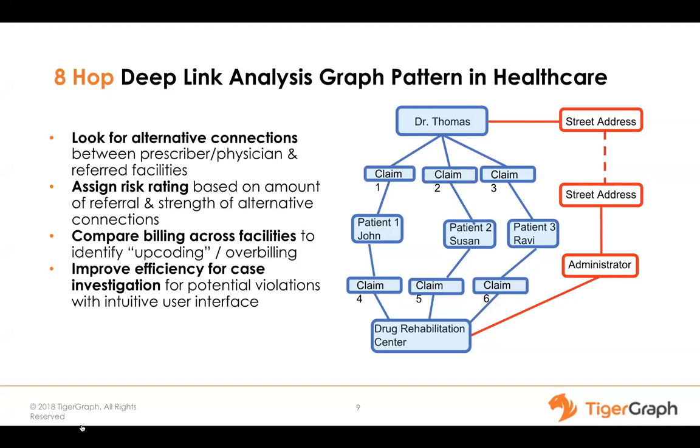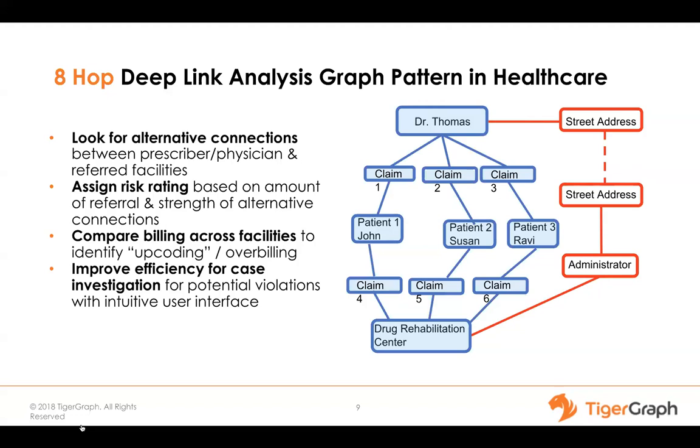Fraud activity data is sparse, and that's what we learned, that some machine learning models may not be able to produce accurate results. So the solution here is looking for alternative connections between the prescriber or physician and the referred facilities with graph link analysis. You can also assign a risk rating based on the referral and the strength of alternative connections. And of course, comparing the billing across facilities to identify upcoding and overbilling, and all of this improves the efficiency of case investigation.